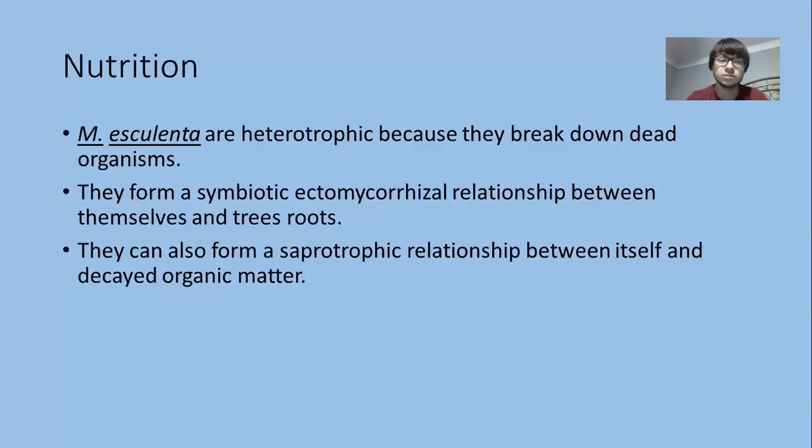So the nutrition. M. esculenta are heterotrophic because they break down dead organisms. They form a symbiotic ectomycorrhizal relationship between themselves and tree roots. They can also form a saprotrophic relationship between itself and decayed organic matter.